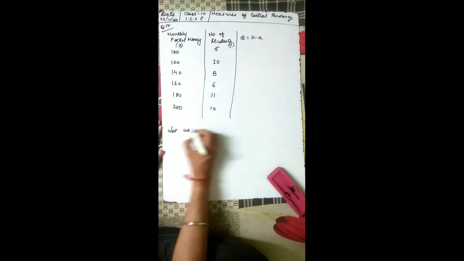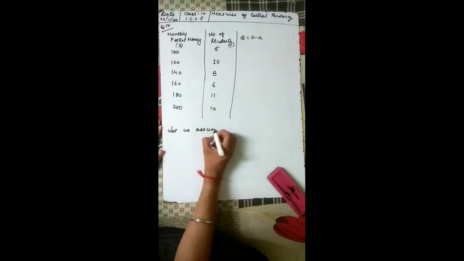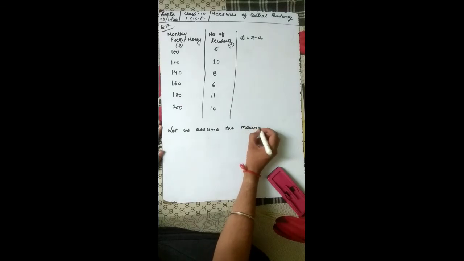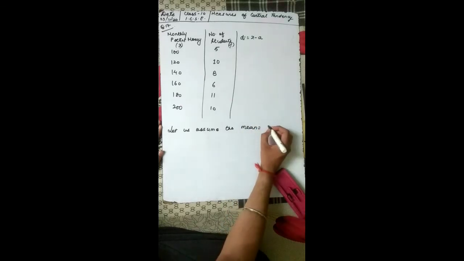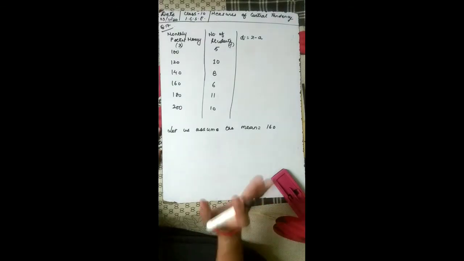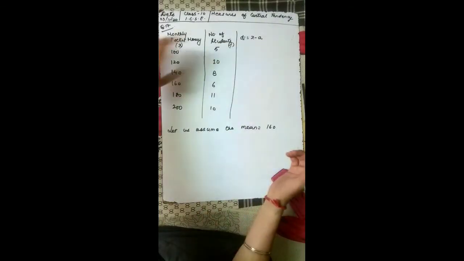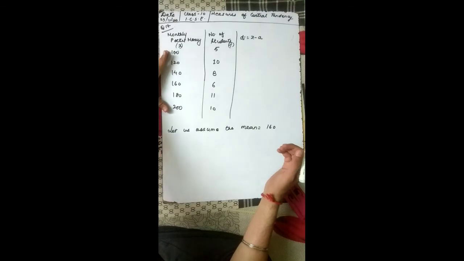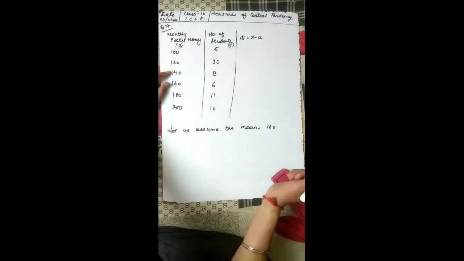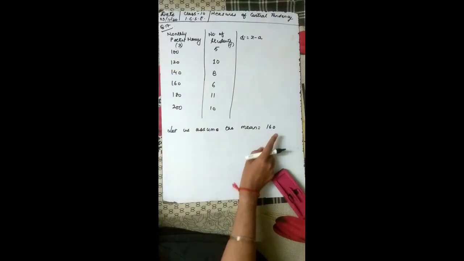Let us assume the mean equal to, for example, 160. How do we assume the mean? Just understand how we assume a. From the x column, just take the middlemost value. As I can see, 140 and 160 are both middle values, so it depends on you. You can take 140 or 160. I'm considering 160 here.